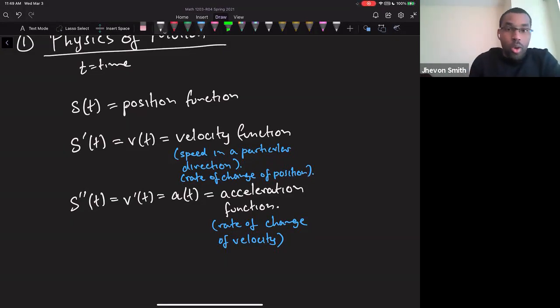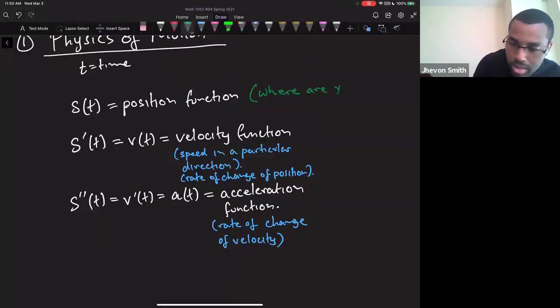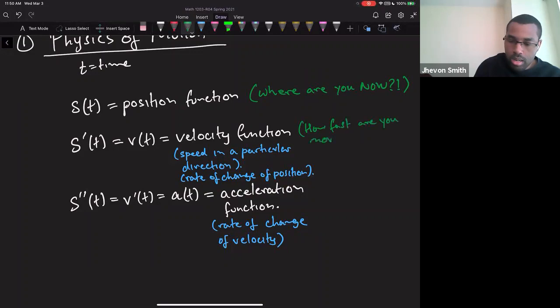So if someone says, where are you? Use the position function. If someone says, how fast are you moving? Use the velocity function. If someone says, are you speeding up or slowing down? Use the acceleration function. They answer very different questions. So this is the answer to, where are you now, right? Position function. How fast are you moving? That is the first derivative. That's the whole point of the first derivative, right? To solve the rate problem.